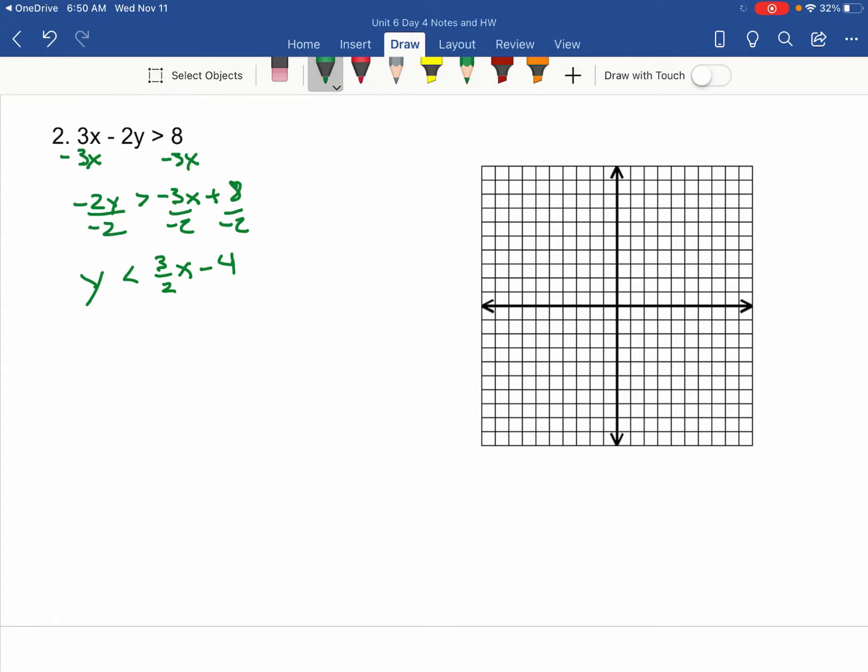Okay, so I want to graph that. I'm going to start with my y-intercept, (0, negative 4). Graph that point. It has a slope of 3 over 2, so I'm going to move up 3, right 2. I'm going to ask myself, is it a dotted line or is it a solid line? It's less than, so it is a dotted line. So I'm going to connect my points with a dotted or dashed line. And since it is less than, I'm going to shade below the line.